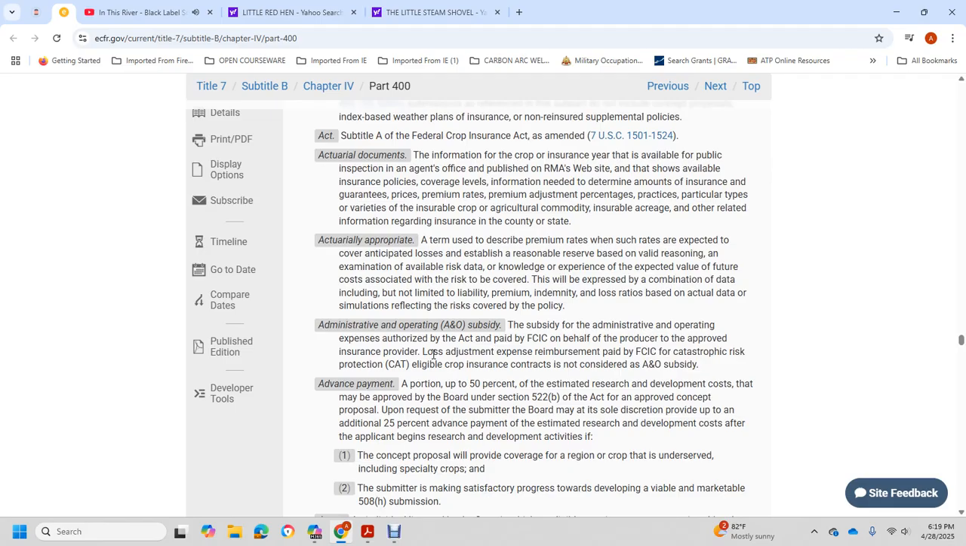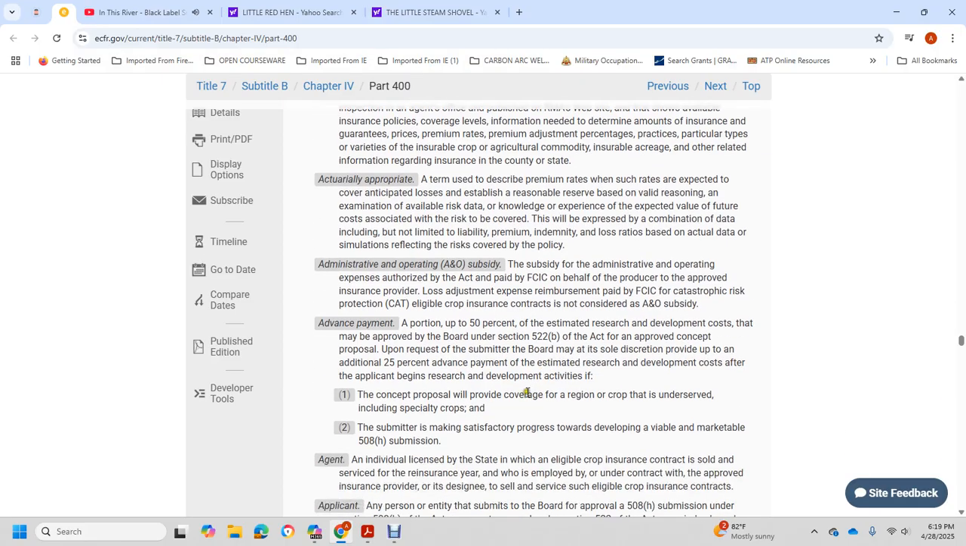with the approved insurance provider loss adjustment reimbursement paid by the Federal Crop Insurance Corporation, with the protection of an eligible crop insurance contract. Consider the A&O subsidy advance payment of a portion, 50% of the estimated research and development cost, which may be approved by the board under section 522 of the Act, approved with the concept proposal at the time of the request submitted with the board, or may be dissolved at the board's discretion, provided up to an additional 25% of the advance payment estimate of the research and development costs after the applicant begins the development activities, if the concept proposal provides coverage for regions or crops that are underserved, including specialty crops, and shows satisfactory progress toward developing a valuable marketable product.